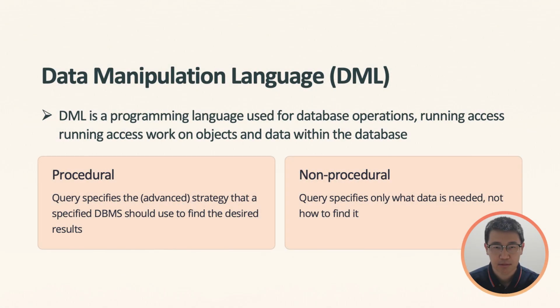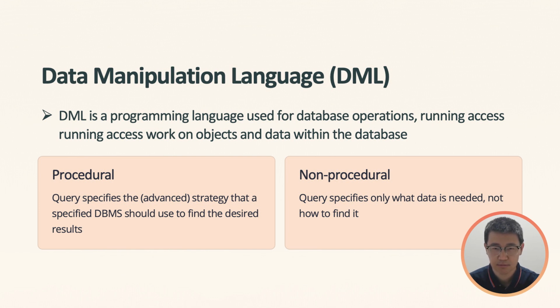We are going to define something within this relational model. We are going to define a database manipulation language, or DML for short. This DML is designed to access objects and data within the database using a programming language. There are two types of DML. These two types do not coexist.